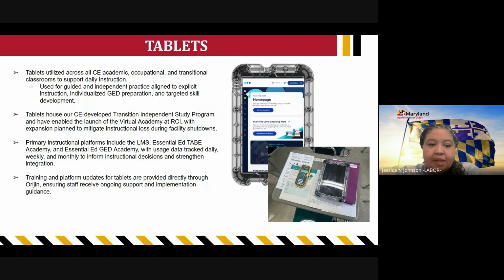There are training and platform updates that are regularly done by Origin staff, and Origin meets with the headquarters team as well as our school-based teams on a regular basis to provide ongoing professional learning. Origin has even come out and taught our teachers at RCI how to provide synchronous instruction on the tablets, and they've done so with MCTC. Again, as Director Cox stated, this is exceptionally helpful in providing learning to our students in real time when we don't have enough officers to run school. So it's used in a few different ways.